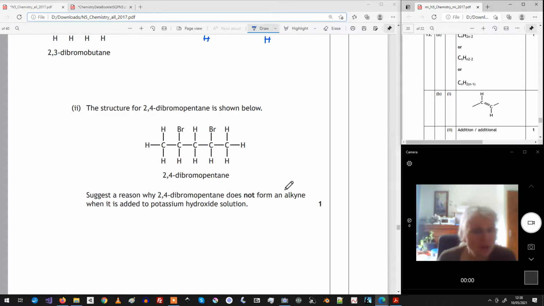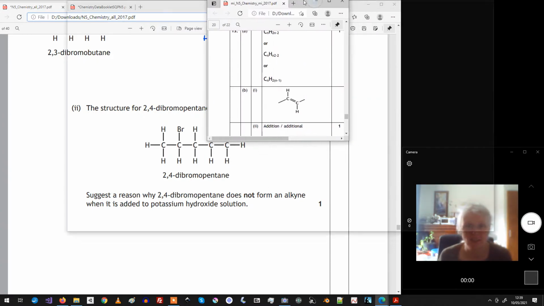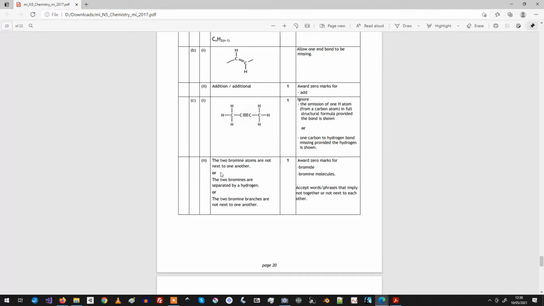The structure of 2,4-dibromopentane is shown below. Suggest a reason why 2,4-dibromopentane does not form an alkyne when it is added to potassium hydroxide solution. And the answer is because the bromine atoms are not next to each other, which I'll just show you in the mark scheme guidelines. The two bromine atoms are not next to one another.